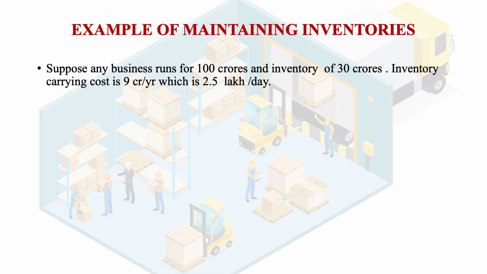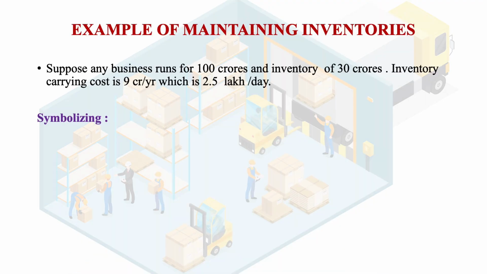Suppose a business runs at 100 crores with an inventory of 30 crores. The handling cost of that, meaning maintaining that inventory, is 9 crore per year, which comes to 2.5 lakhs per day. Such a huge amount you are spending to maintain the inventory. So you are very cautious about the amount of inventory you take, because a portion of capital is blocked there. So that is the minimum or adequate inventory. You should not have too much inventory.